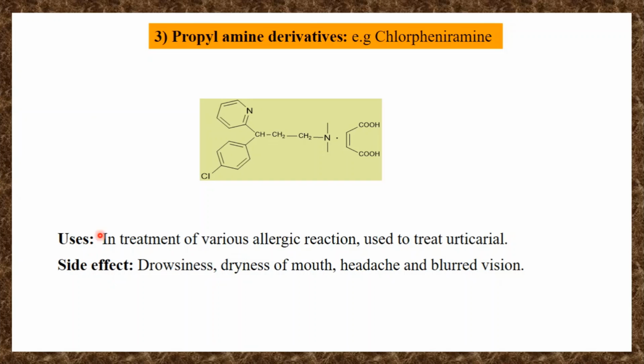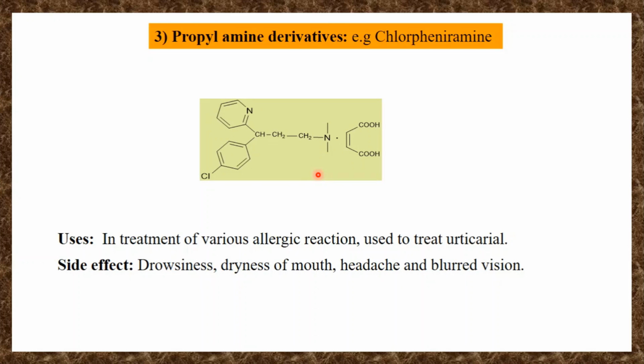This is the example of propylamine derivative. The third class is propylamine derivative, and the example under this class is chlorpheniramine. This is the structure of chlorpheniramine, and the malate salt is a white crystalline powder which is soluble up to 30% in water and 10% in alcohol and chloroform.